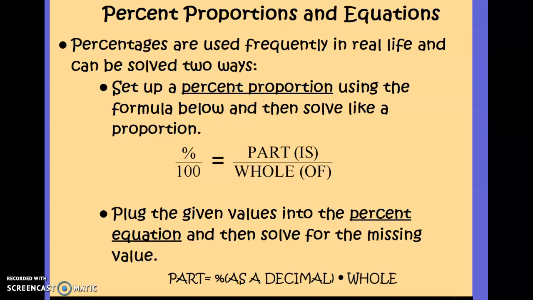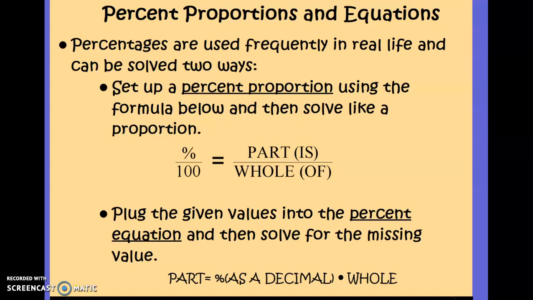And then the second way, we can plug the given values into the percent equation and then solve for the missing value. We would do that by the part, or what we're looking for, being equal to our percent as a decimal times our whole. Now we're going to work with this equation tomorrow, in the next video. Today we're going to focus on the percent proportion.